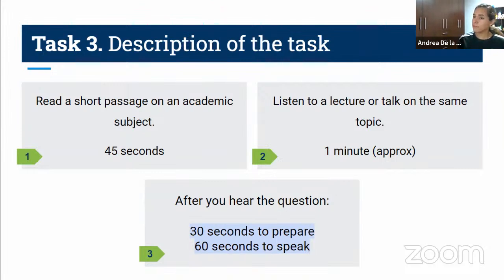Okay? So again, first thing you read the text for 45 seconds, then you listen to the lecture, which is going to be about the same topic, by the way. Then you get the question, you get 30 seconds to prepare your response, and 1 minute to speak. Is that okay so far? Do you guys have any questions in terms of the content? All clear?